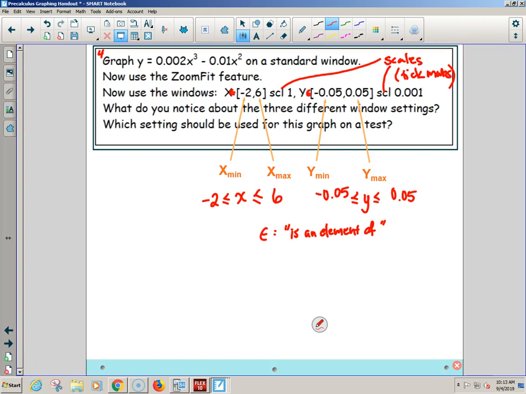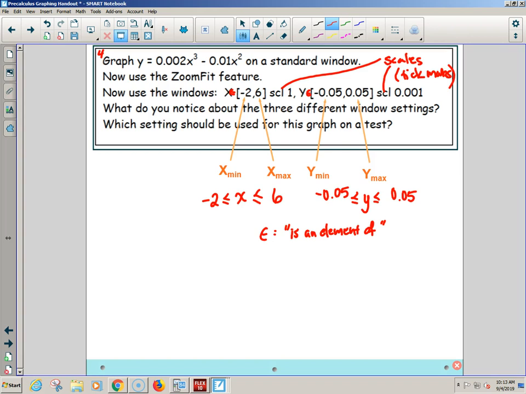So for this one, I would like some tick marks, but I know this is way below the 1 that it usually goes by. So let's go by 0.001 instead. So you can see 5 tick marks to get there and 5 tick marks to get there. What was it talking about? I said 3 different window settings. What was the 3 again? Zoom standard, and then zoom fit.